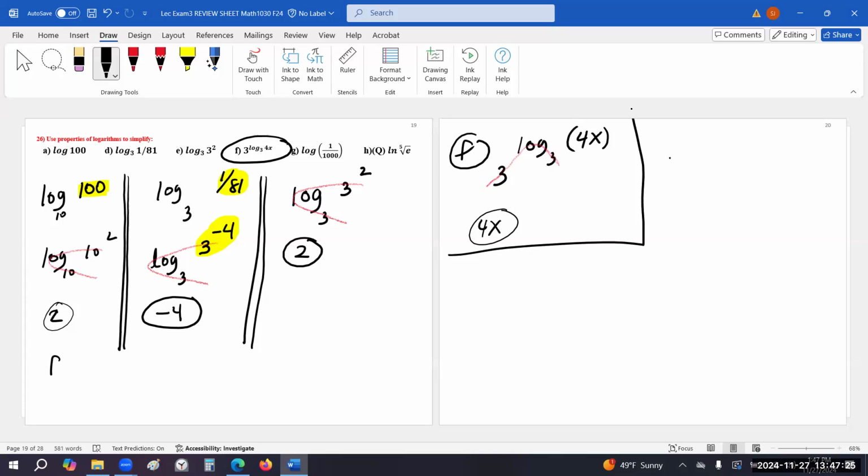The next one, log of 1/1000. So we know 1/1000 is 10 to the negative 3. So it simply becomes log base 10 of 10 to the negative 3. The log and the base cancel, and what remains is negative 3.